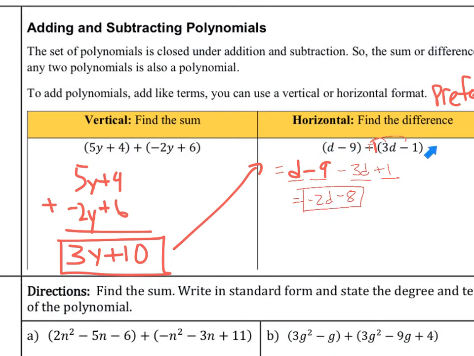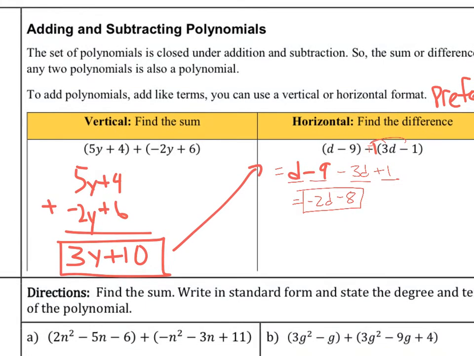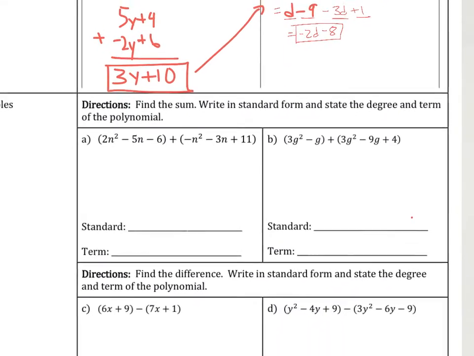Here we have 4 terms. Here we have 3. No, I'm sorry, I can't count. Here we have 2. Counting is important, right? All right.